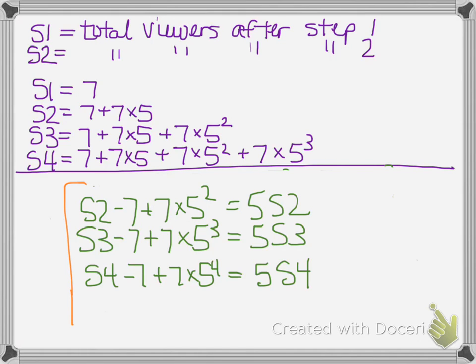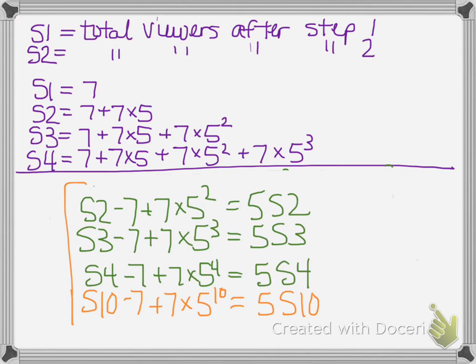Okay, so step 10, we'll go ahead and put it in orange. So step 10 minus 7, because that's the same for all of them, plus 7 times something. And in step 10, this should be 7 times 5 to the 10th. And that will equal 5 times the sum of step 10.